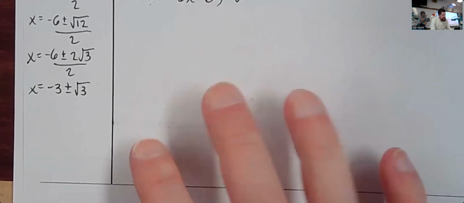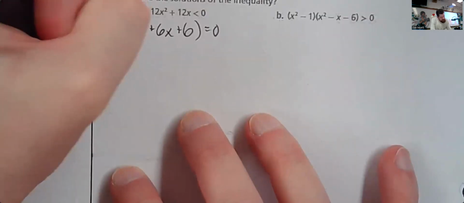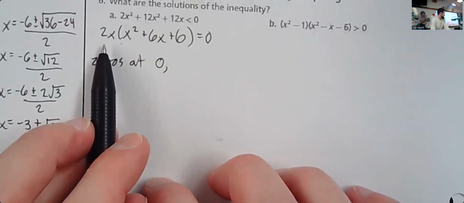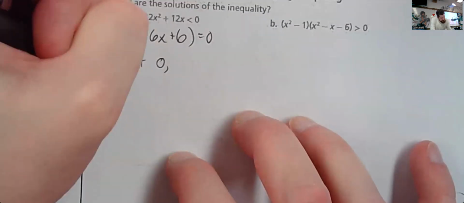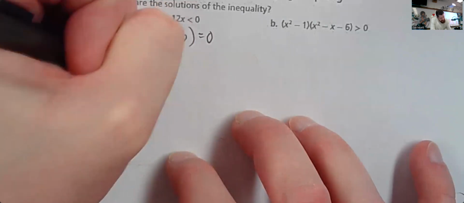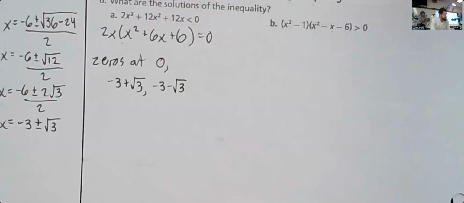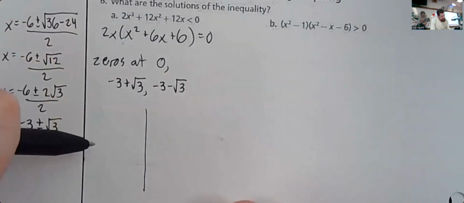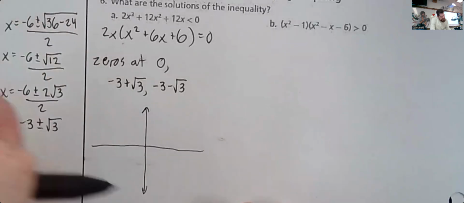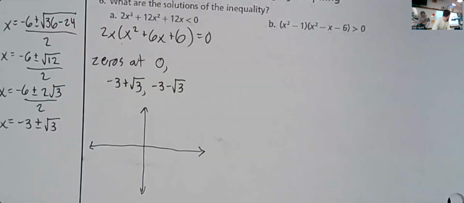So we have zeros at, first of all, 0, because 2x equals 0 means x equals 0. So we have zeros at 0. We've got one at -3 plus the square root of 3, and we have one at -3 minus the square root of 3. Those are 3 zeros. Now, this is a cubic function with a positive lead coefficient. So again, this is down on the left, up on the right.